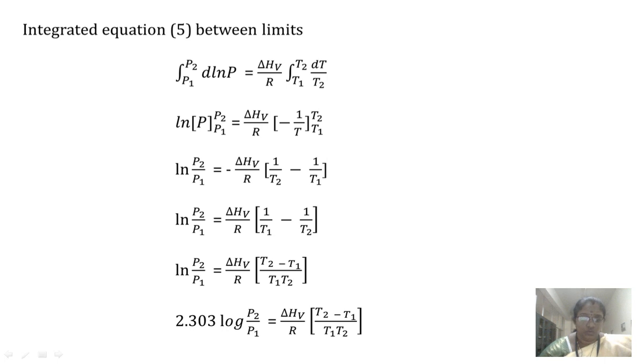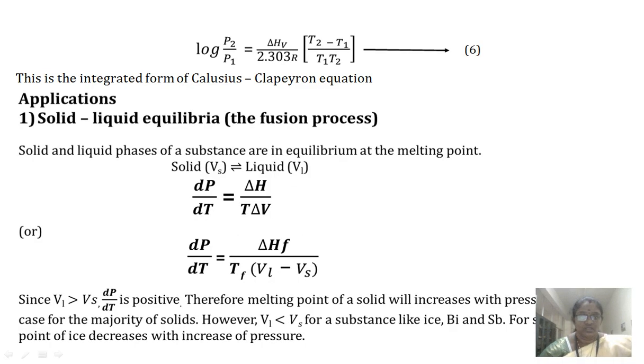If we convert ln to log, we have to multiply the factor with 2.303. So the equation becomes 2.303 log P2 by P1 is equal to del Hv by R into (T2 minus T1) divided by T1 into T2. Then bring 2.303 to the right side. The equation becomes log P2 by P1 is equal to del Hv by 2.303 R into (T2 minus T1) divided by T1 into T2. This equation is called the integrated form of the Clapeyron equation.